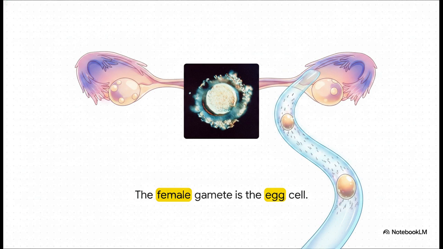Fascinatingly, females are born with their entire lifetime supply of egg cells already waiting in the ovaries. It's amazing to think about. Each month, usually alternating sides, a single, matured egg is released into the oviduct, where these tiny hair-like structures called cilia gently waft it along, just waiting for fertilization.